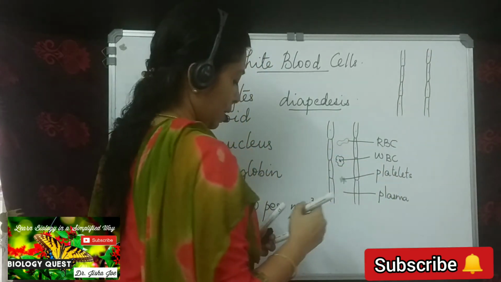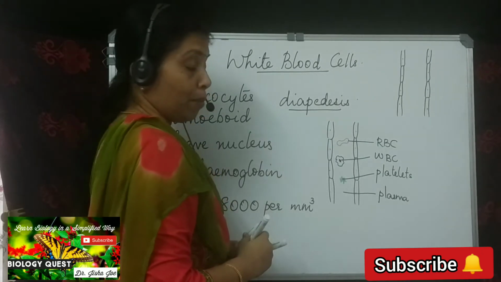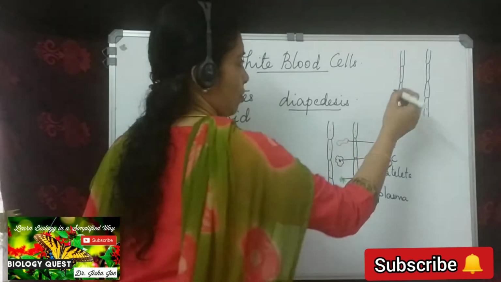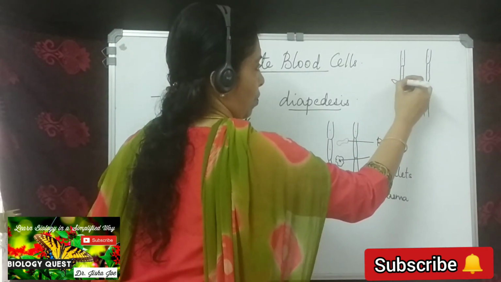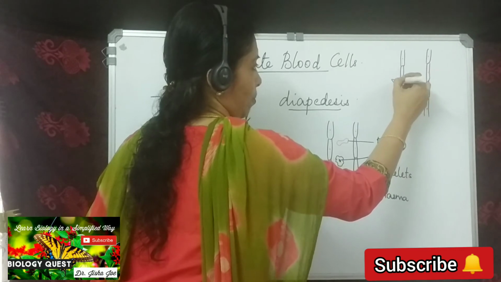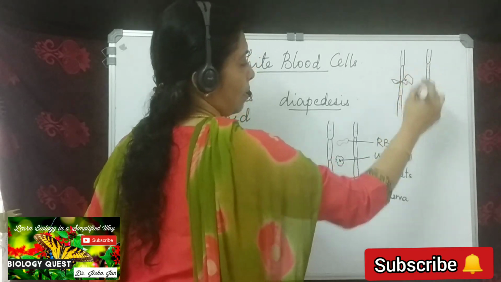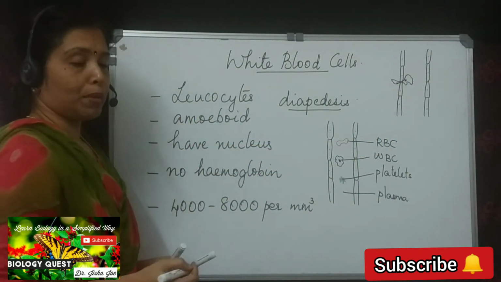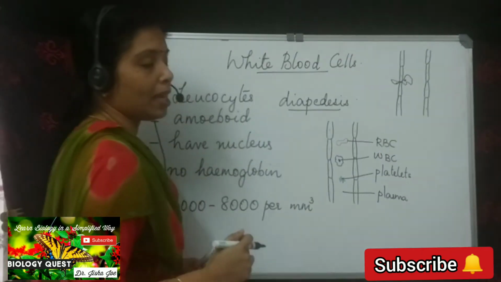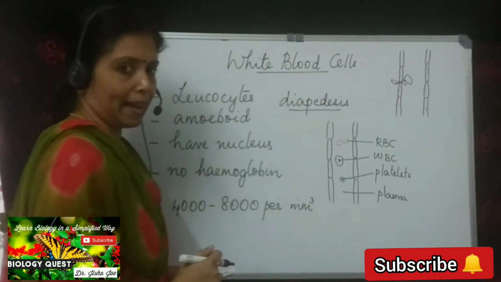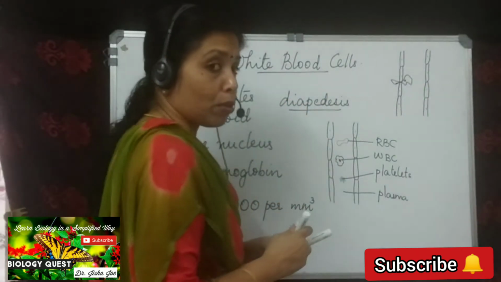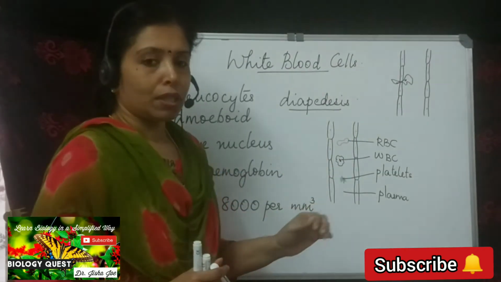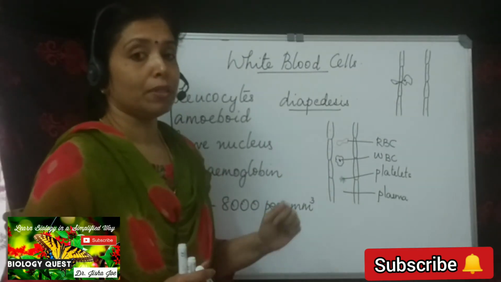During diapedesis, you can see that the WBC squeezes out through the thin wall of the capillary. That is the WBC squeezing out through the thin wall. This process of squeezing out of the WBCs through the thin wall of the capillary is called as diapedesis. So only the WBCs or the leukocytes can perform diapedesis. RBCs do not perform the process of diapedesis.